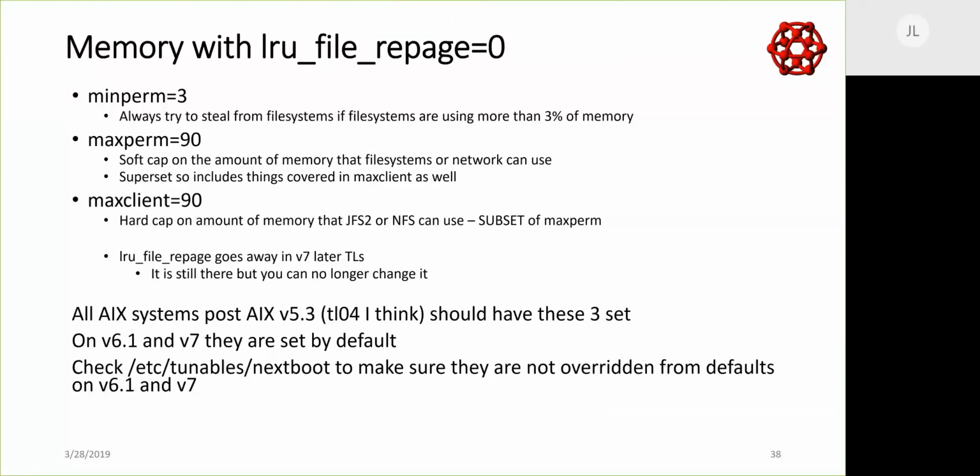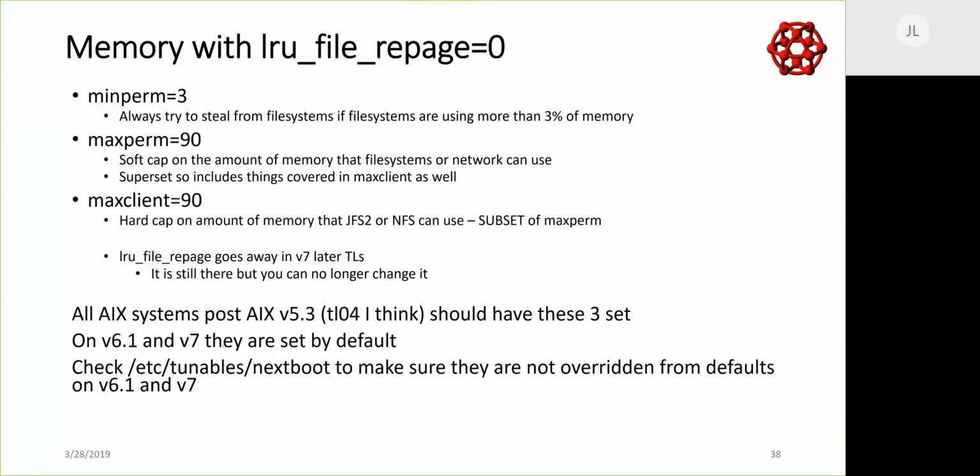Well, that was fine, and people put that in and saw some interesting improvements. The problem was nobody told them to increase max perm and max client up to 90%. Because they didn't do that, they still had that hard cap. Now, max perm and max client are both restricted tunables, so they should not be in your system anyway. They should be left to default to 90. Depending on which technology level you're running in version 7, you may or may not see LRU file repage, but it is now a restricted tunable if you do see it.